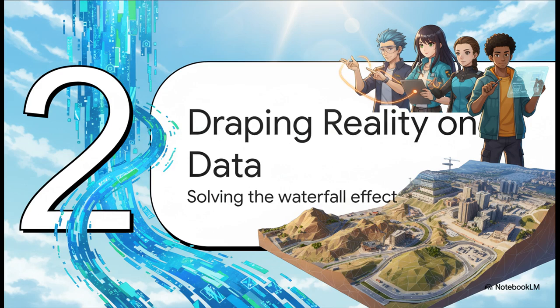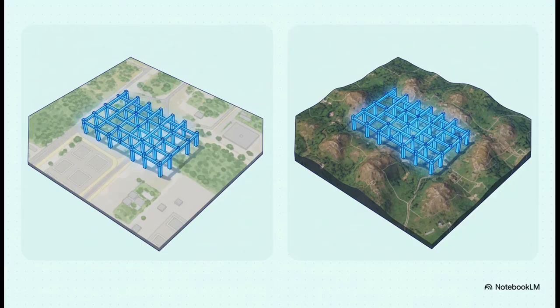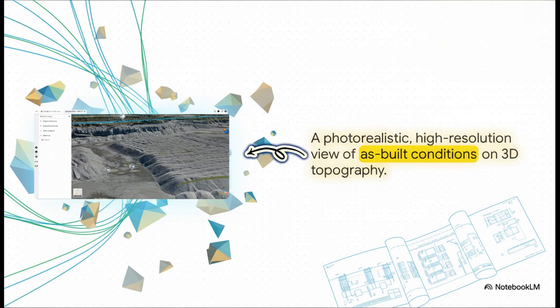And this is where we finally solve a classic, annoying problem. On the left, you see the old way. We call it the waterfall effect. You've probably seen this before, where your 3D design lines just kind of flow disconnectedly above a flat 2D map. It's confusing, it looks weird, and it gives you almost no context. But on the right, that's the new way, dynamic draping. That super sharp ortho image is projected perfectly onto the actual 3D surface model. And this is the result.